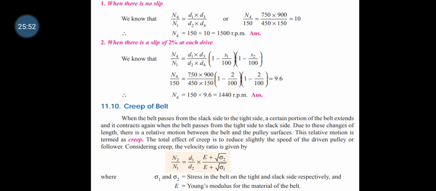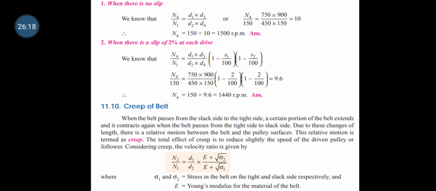Considering the creep, the velocity ratio is given by n2 divided by n1 is equal to d1 divided by d2 into E plus square root of sigma 2 divided by E plus square root of sigma 1, where sigma 1 and sigma 2 are the stresses in the belt on the tight and the slack side respectively. E is the Young's modulus for the material of the belt.